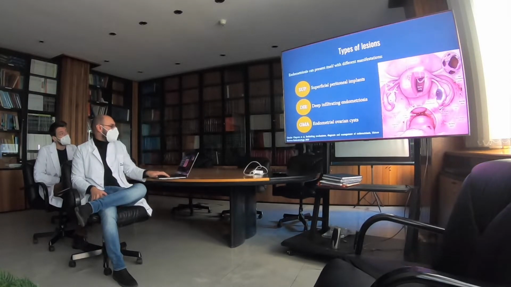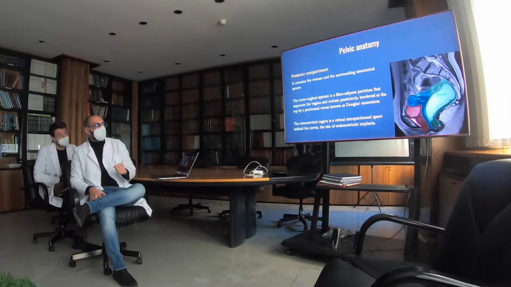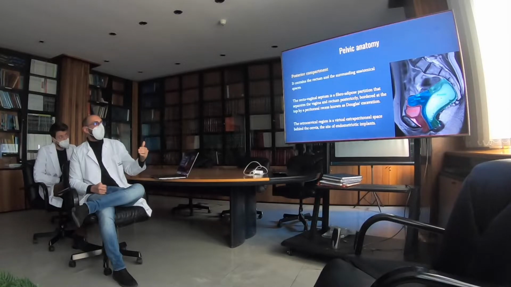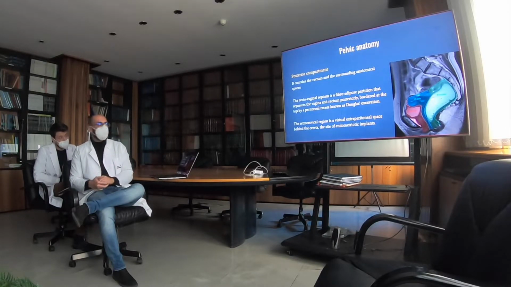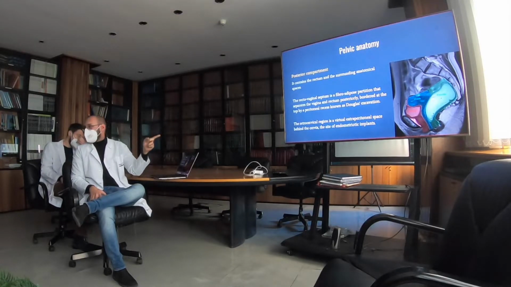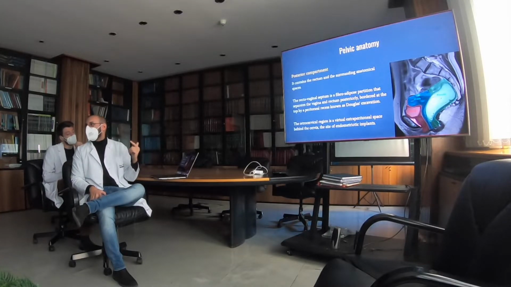Lastly, we have the posterior compartment, which comprises the rectum and all the anatomical spaces. The rectum is separated anteriorly from the vagina by a fibroadipose partition called the rectovaginal septum, which is also extraperitoneal. Above the rectovaginal septum, we have the retrocervical region, which is a virtual extraperitoneal space, a common location for endometriotic implants, and above we have a posterior reflection of the peritoneum, which is the Douglas pouch.